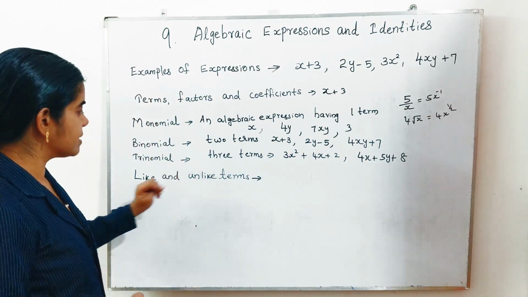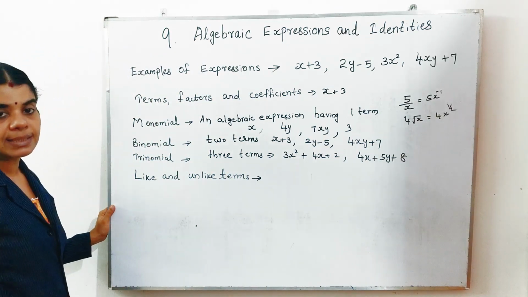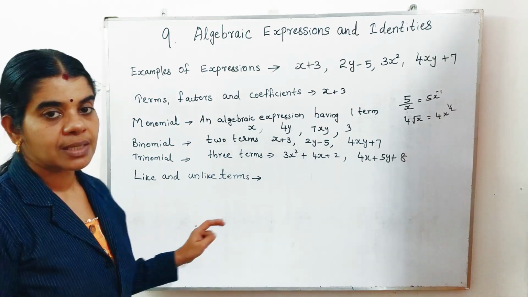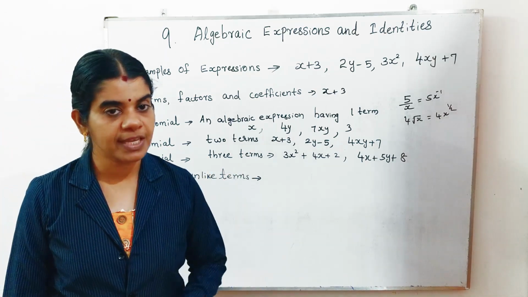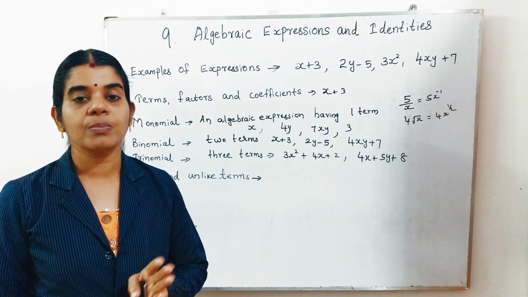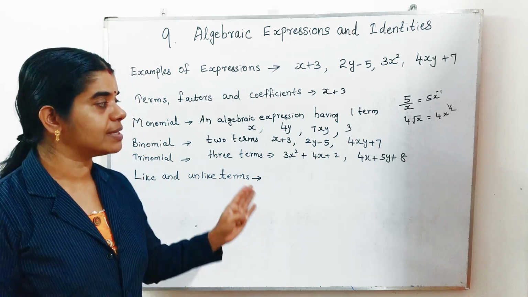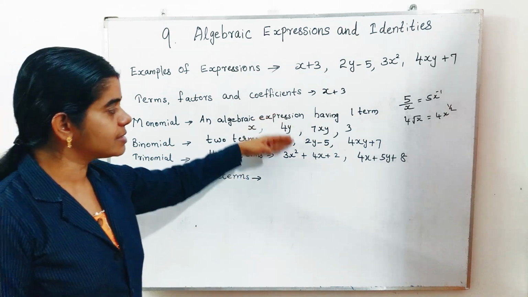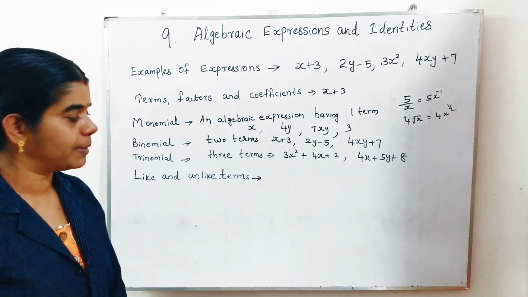Then next I am discussing like and unlike terms. Polynomial means, in the definition, an algebraic expression having 1, 2, 3 or more terms, all known as polynomials. All these are examples of a polynomial.